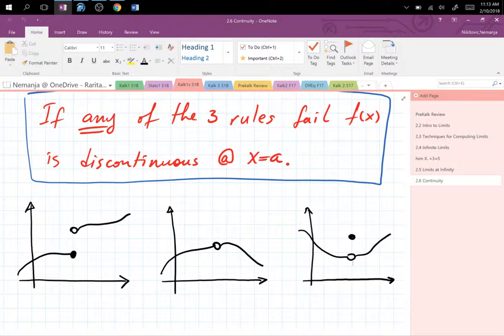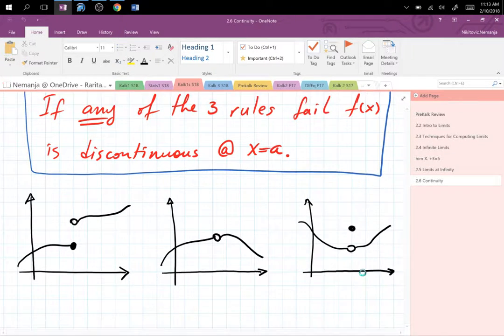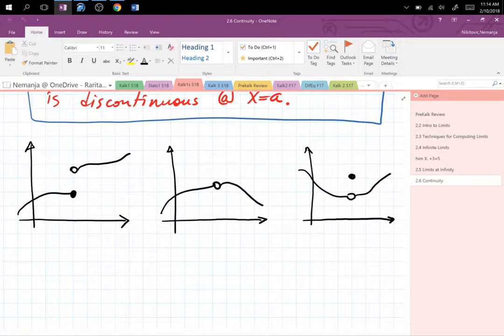So, all right. Looking at our three rules, I'm going to write those rules on the board so that we can discuss as a class and figure out which rule is violated on these pictures. So number one, f of a must exist. Number two, the limit of f of x as x goes to a needs to exist. And rule number three is that the limit of f of x must be f of a. Right?